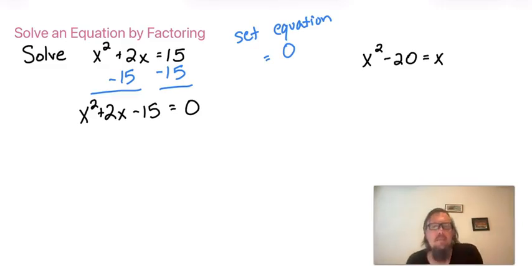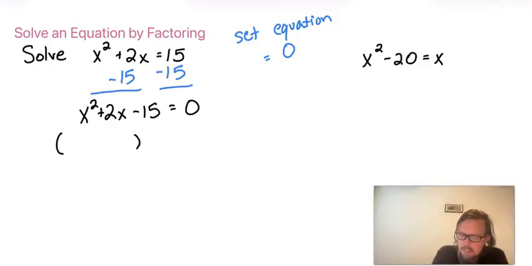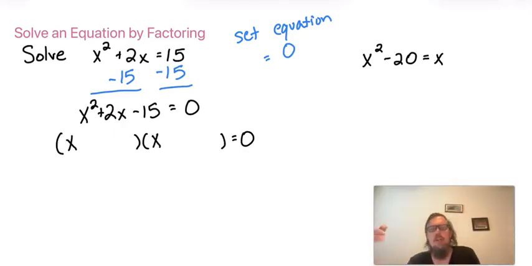So this is one of those factoring problems on the left where b is positive and c is negative. There's no greatest common factor, so we can go straight to our two parentheses. And I'm looking for two numbers that when I multiply them, I get negative 15, and when I add them, I get 2.